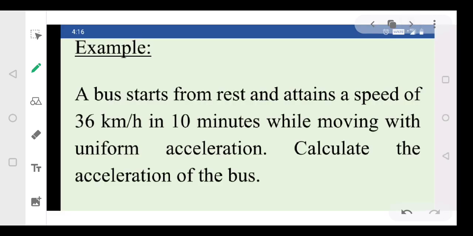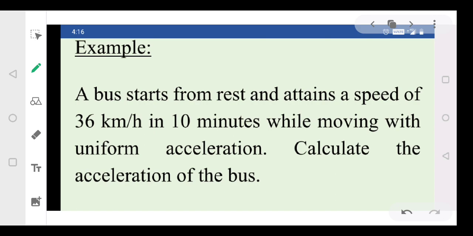Okay, let us do another numerical. In this, let me read the statement first. A bus starts from rest and attains a speed of 36 km per hour in 10 minutes while moving with uniform acceleration. Calculate the acceleration of the bus. We have to find the acceleration. Now let us interpret the question and try to find out what is given to us.